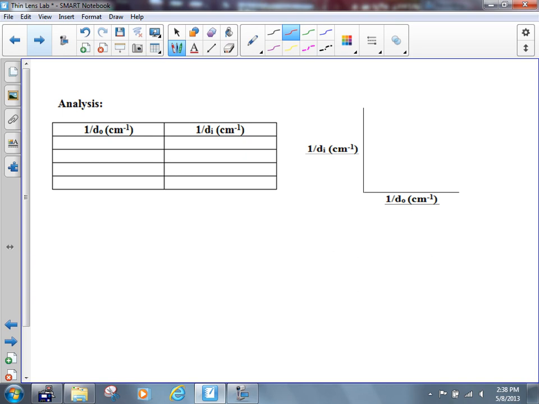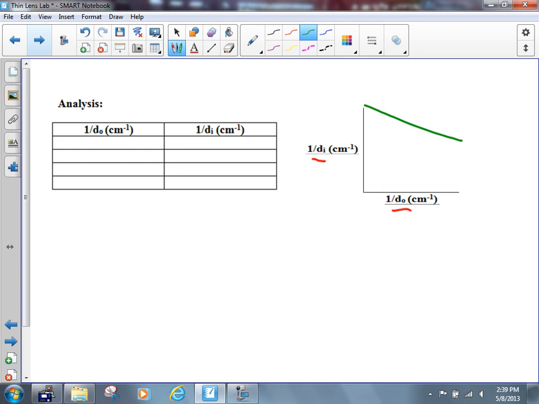Once you have 10 different values for the inverse of do and the inverse of di, then you're going to plot a graph. 1 over di is a function of 1 over do. Feel free to do this on Excel as well, just like we have the last few activities that we've done. Now, the other activities that we've done, we've gotten a graph that looks like this. This time, you're going to get a graph that looks like this. So it's a little bit odd.